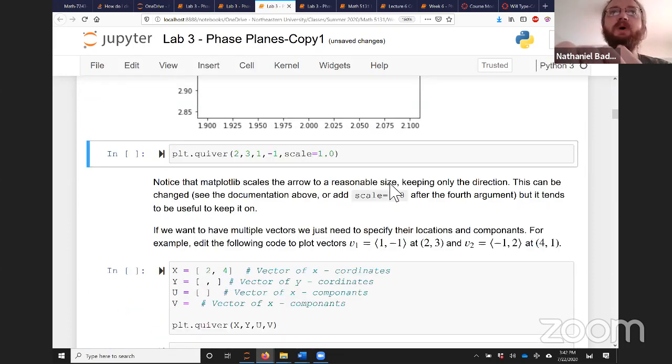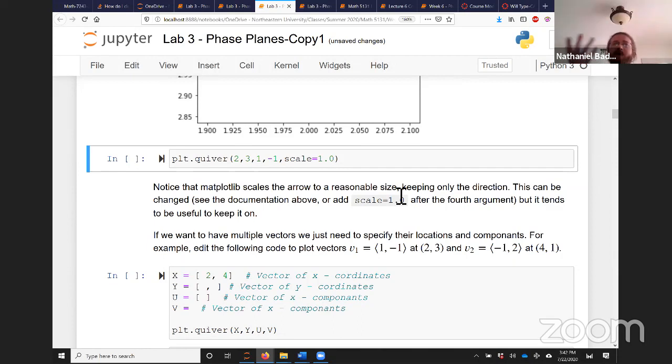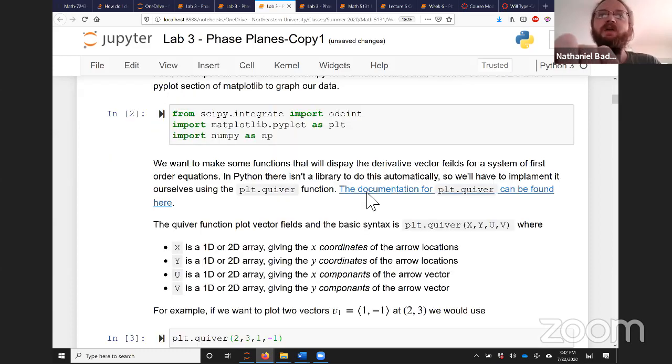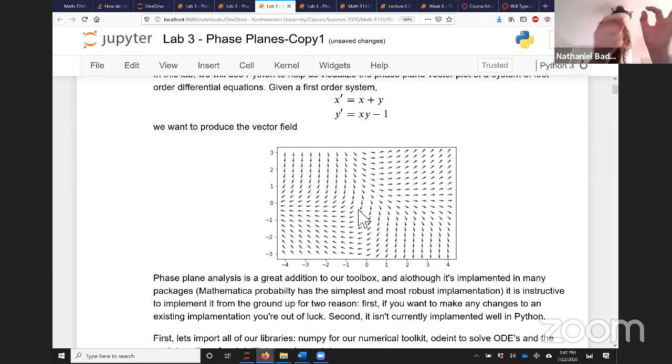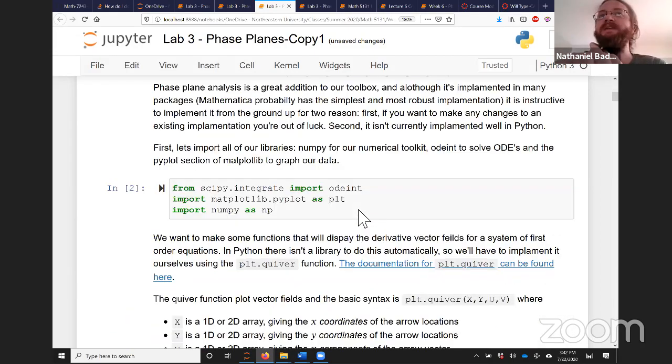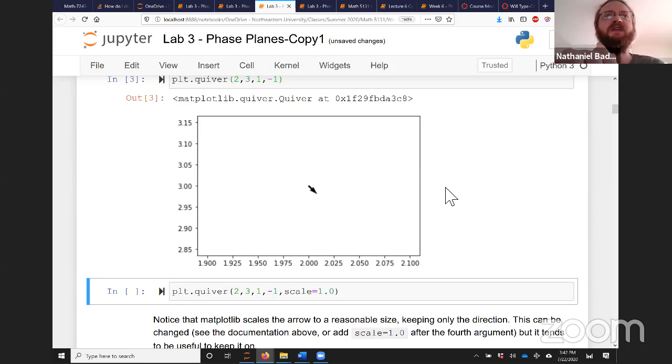One thing to note about Matplotlib is that it's always going to scale the arrows to be a reasonable size and only keep the direction. You can change that if you want. If you want to actually show the magnitude, then you can turn the scale off. But in general, like in this plot, we don't see any magnitude, just directionality. Especially for differential equations, the magnitudes tend to be so wildly different that it's good to just keep the scale on.